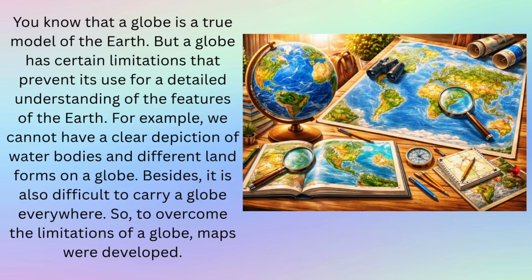You know that a globe is a true model of the Earth. But a globe has certain limitations that prevent its use for a detailed understanding of the features of the Earth. For example, we cannot have a clear depiction of water bodies and different landforms on a globe. Besides, it is also difficult to carry a globe everywhere. So, to overcome the limitations of a globe, maps were developed.